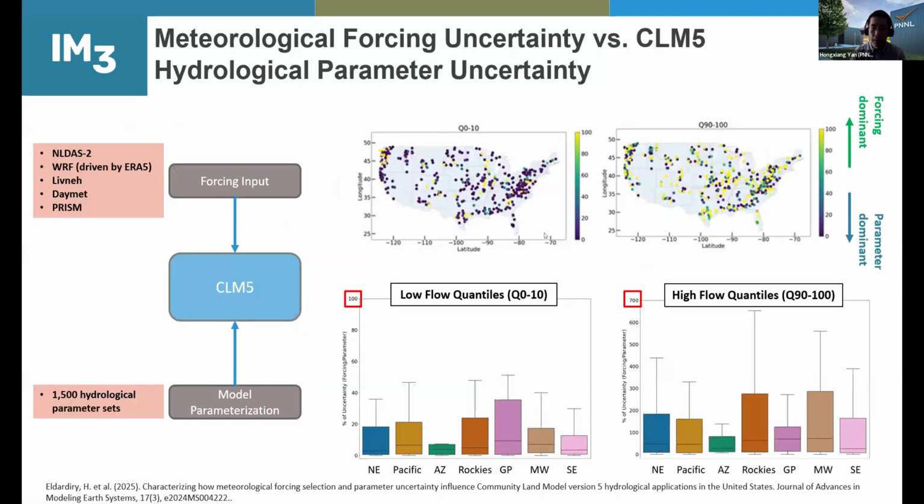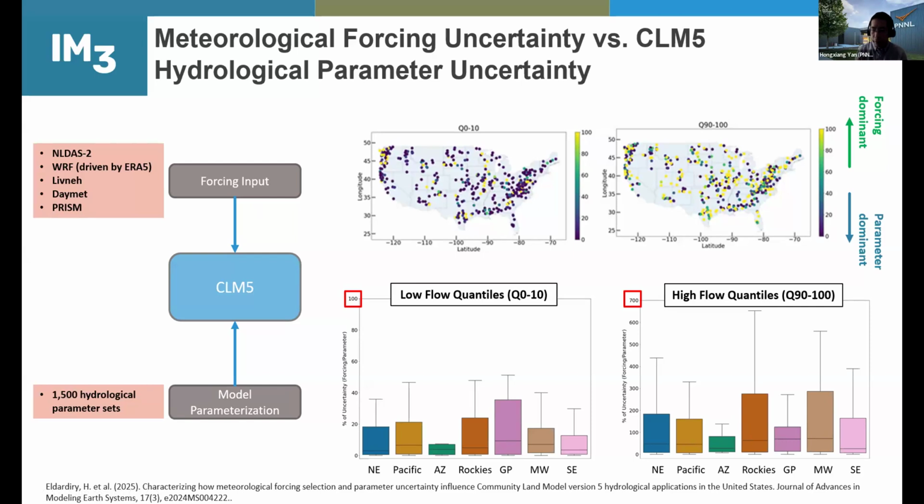enhance our hydrologic prediction. And in phase 2, we focus not only on one forcing dataset, but on 5 commonly used forcing datasets, including NLDAS, WRF dynamically downscaled from ERA5, Livneh dataset, Daymet dataset, and PRISM dataset. The 5 commonly used forcing datasets in the data simulation work or climate change impact work. And then we have 1500 hydrologic parameter sets input to the CM model 5. And then we want to compare the relative roles in controlling your hydrologic prediction.